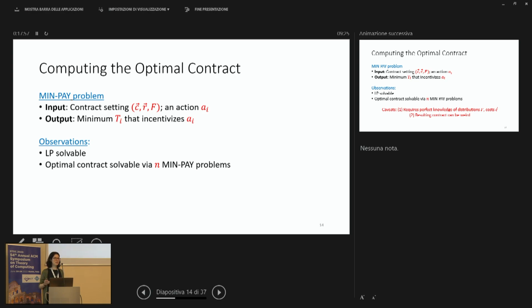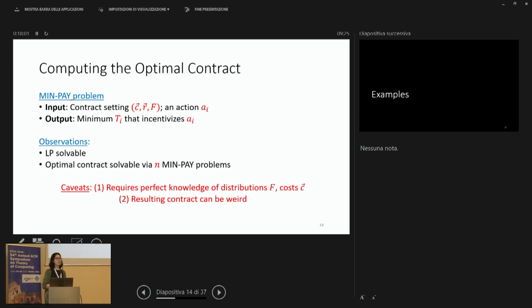Okay, so why aren't we satisfied? What's still to research here? So this approach has two downsides. First of all, it requires perfectly knowing the distributions and the costs, so perfectly knowing something about your agent. And then the resulting contract can be weird. Okay, I'm going to show you an example of what I mean by weird in a couple slides. Good, so that was the whole model.